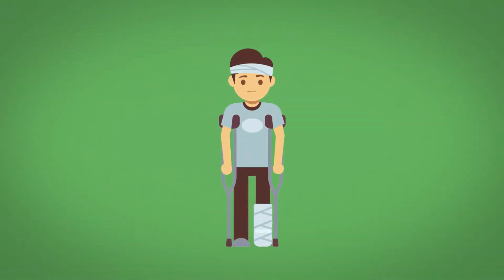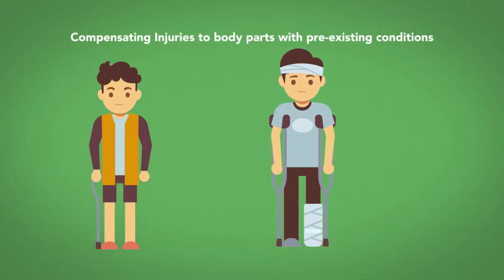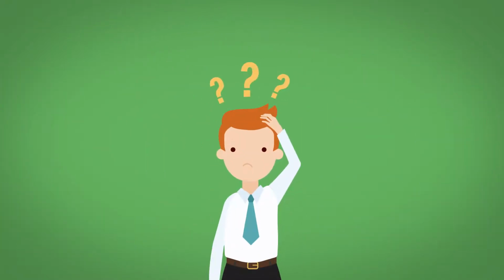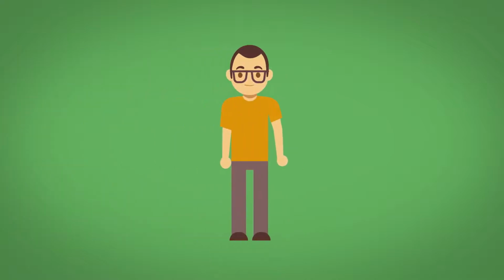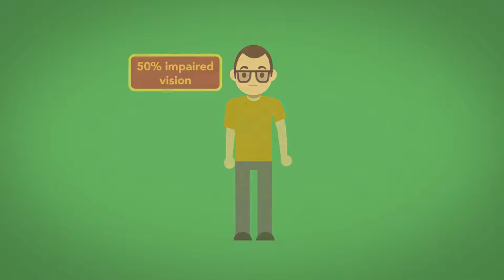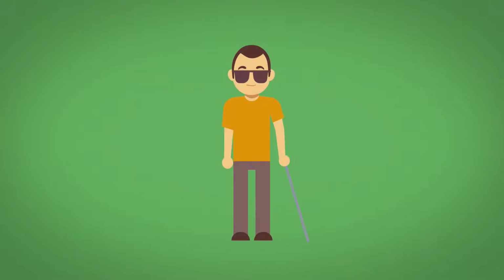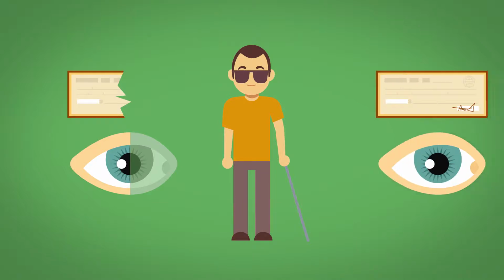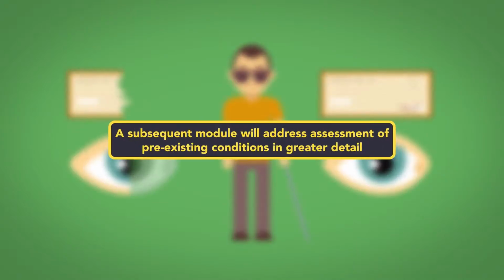Furthermore, there can be great variance in how jurisdictions treat injuries to body parts that were imperfect prior to the work injury. For instance, confusion would arise if prior to a work injury, a worker had 50% impaired vision, then a subsequent work injury caused the total loss of the eye. Some jurisdictions would only compensate the worker for 50% loss of the eye, while others would compensate the worker for total loss of the eye. A subsequent module will address assessment of pre-existing conditions in greater detail.